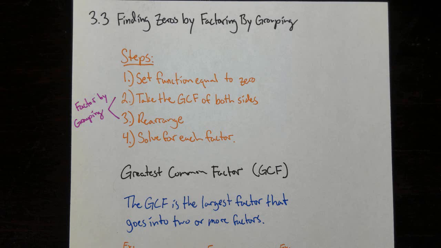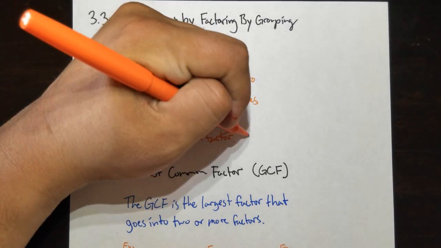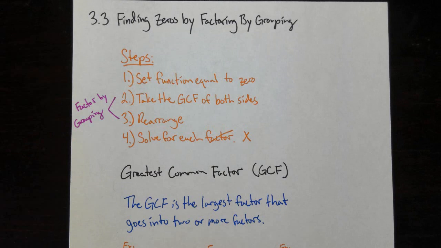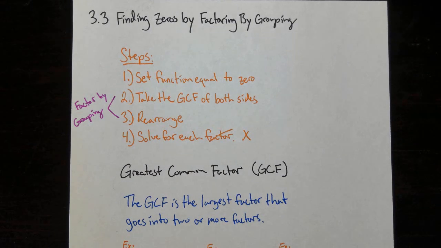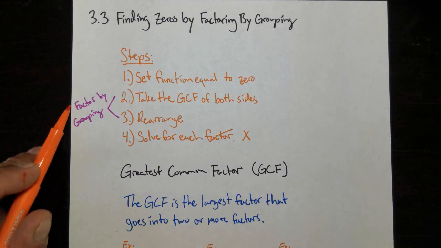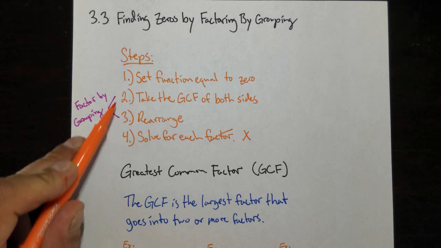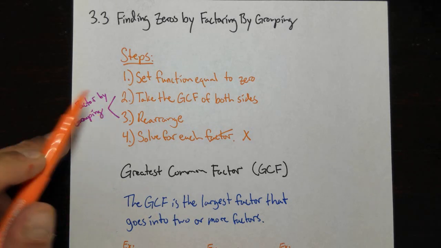And then step 2, we need to take the greatest common factor, or GCF, of both sides, meaning the left side and the right side. And then step 3, we need to rearrange them, which I will show you when the time comes. And then step 4, we need to solve for each factor. Or really, I probably should have said solve for each x, because that's really what we're solving for. And the factor by grouping portion, that's just steps 2 and 3. It's taking the greatest common factor of both sides and rearranging.